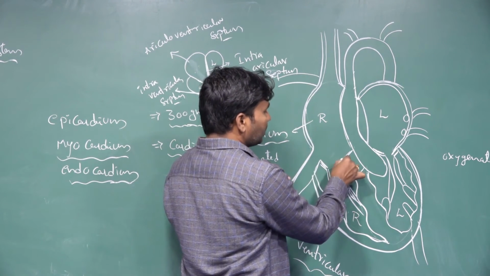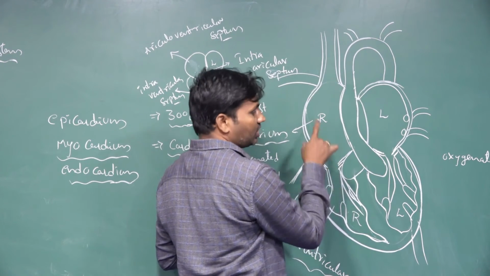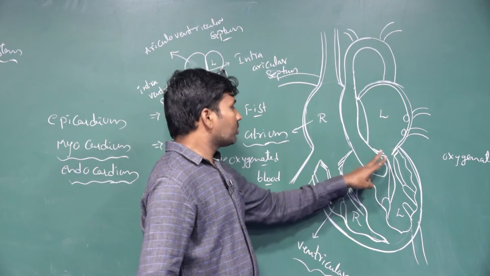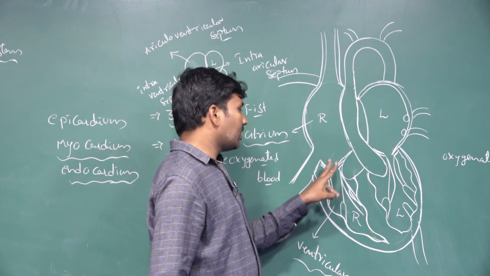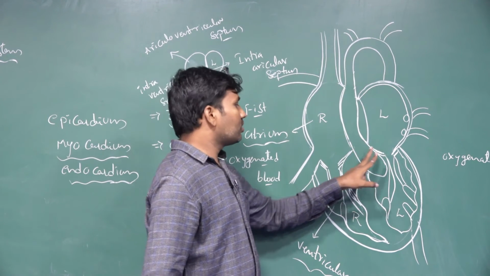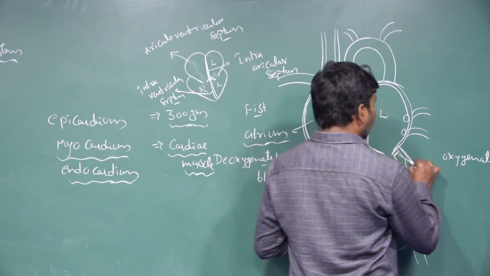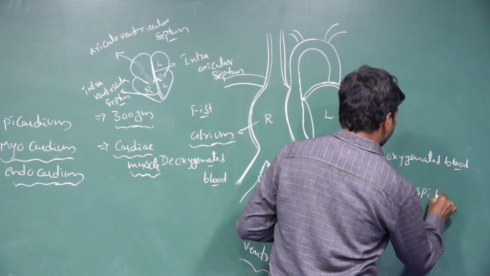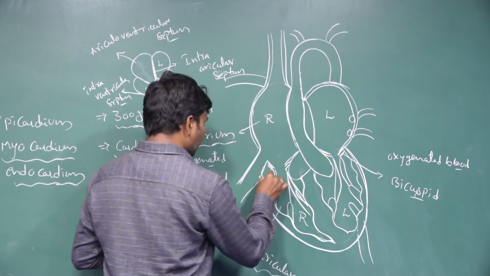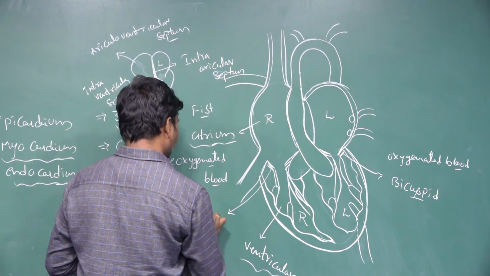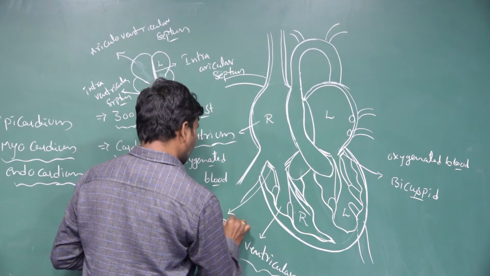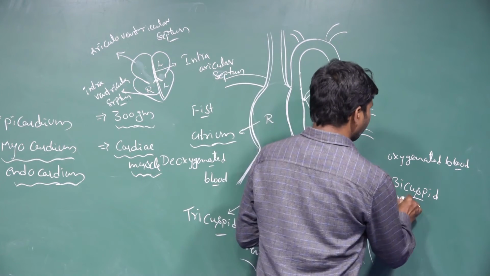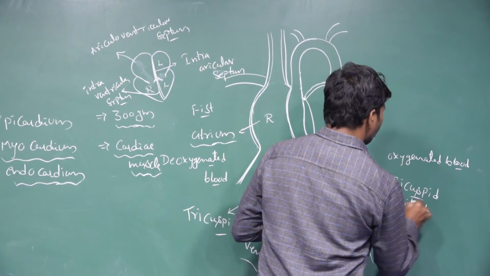a passage is present. This passage is guarded by valves. Here two valves are present, and here three valves are present. These two valves are called bicuspid valves, and these three valves are called tricuspid valves. The other name of the bicuspid valve is the mitral valve.